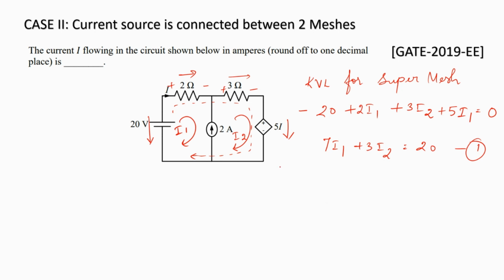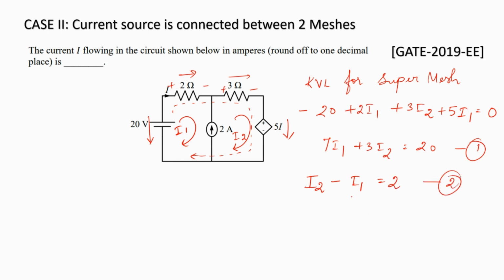Now, we also know, looking at this current source branch, that it is made up of I1 flowing downwards and I2 flowing upwards. So, this overall thing put together appears in this manner. So, we have I2 minus I1 is equal to 2 amps. So this is my second equation.